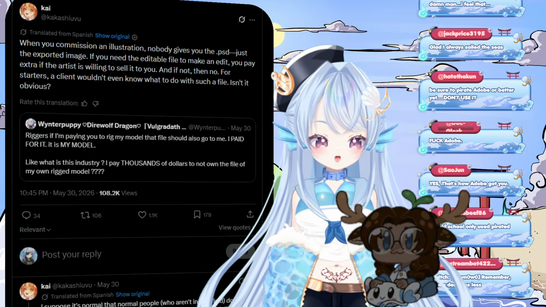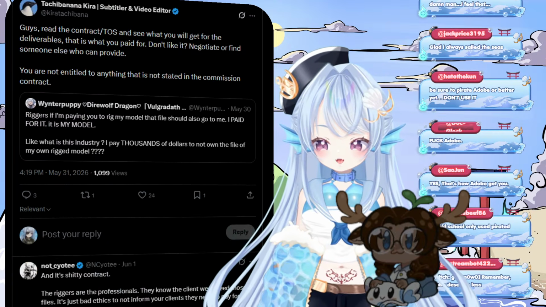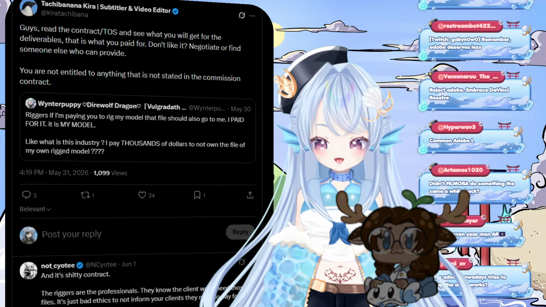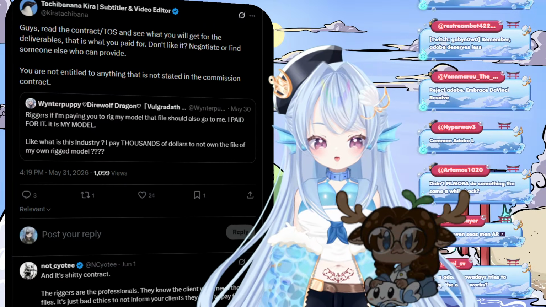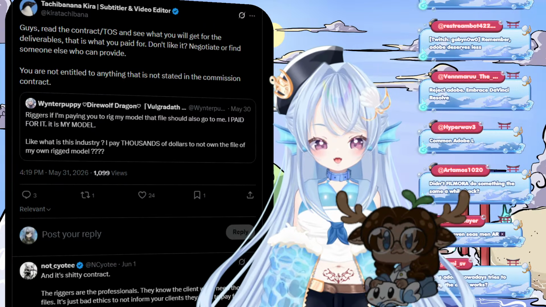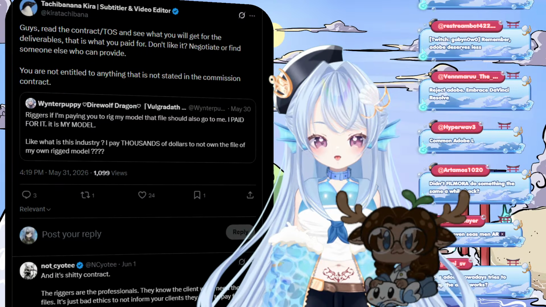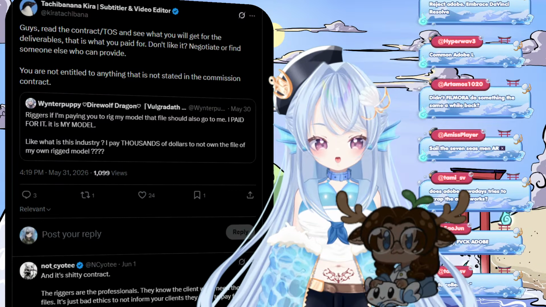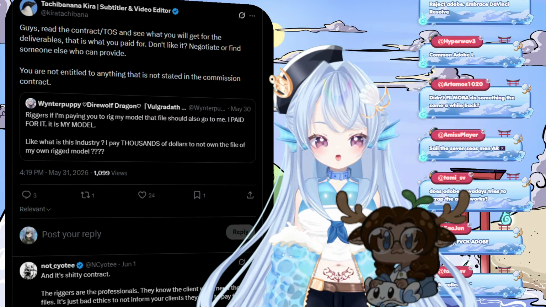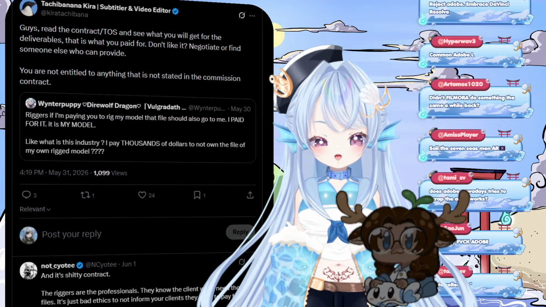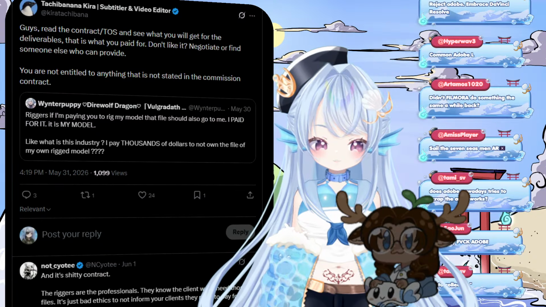Anyways, I've only got a couple more of these left in my history. So I just called this section "Clients Are Idiots," in quotes. Because it has stuff in it like this. "Guys, read the contract TOS and see what you will get for the deliverables. That is what you paid for. Don't like it? Negotiate or find someone else who can provide. You are not entitled to anything that is not stated in the commission contract."